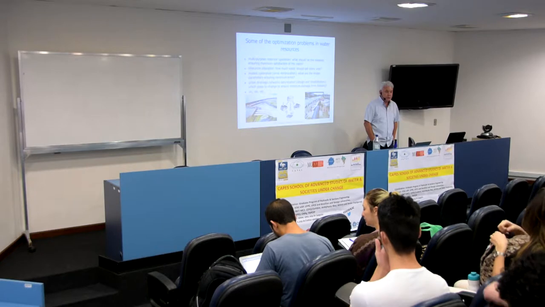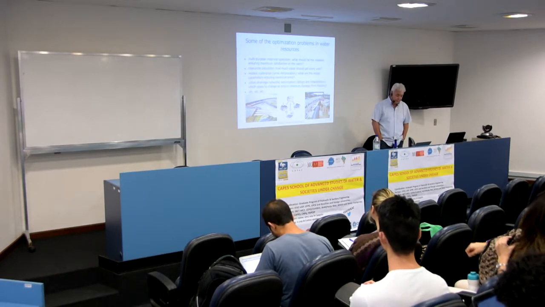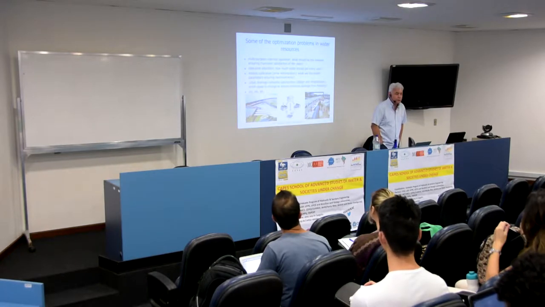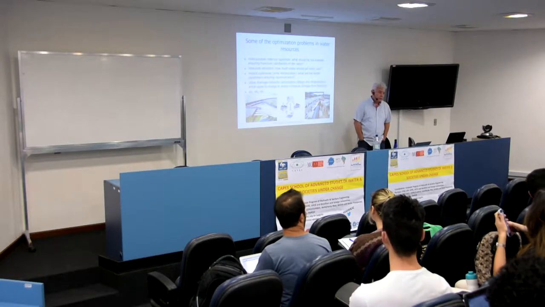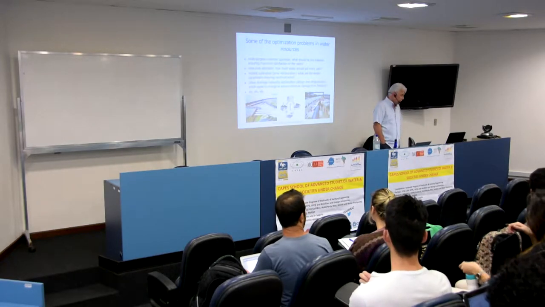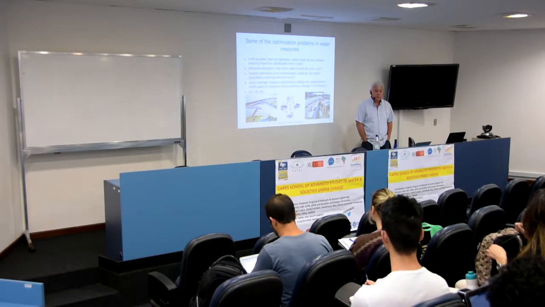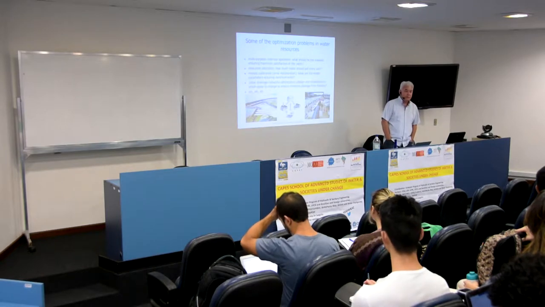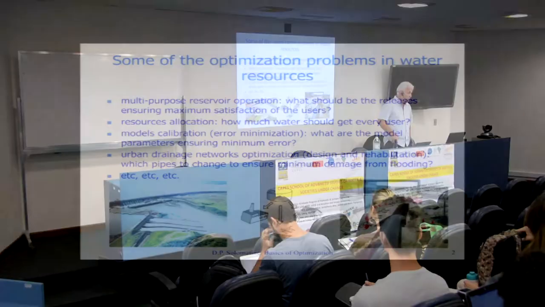Resource allocation: how much water should every user get, depending on their needs, and so on. Model calibration, as we discussed, is an optimization problem. We're minimizing error. Urban drainage networks optimization: what pipes should you use or rehabilitate or design to put into the system to ensure that your flood damage is minimum and costs are also minimum. Whatever you take, there would always be a component where you should think in terms of minimizing or maximizing something.